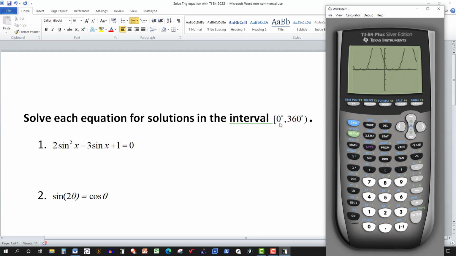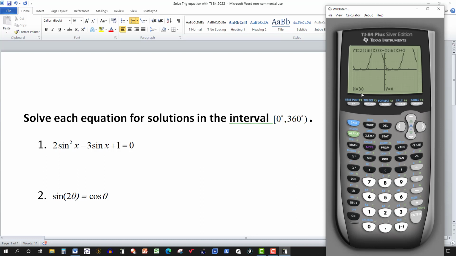We want solutions in the interval from 0 to 360. If you want the complete solutions, of course you just add the period, which in this case will be 360 degrees. K times 360 added to each solution you get, where K is any integer. So what we do here is we want to access the trace function. So we hit trace, then we just go through the curve. And we're looking for y equals 0 because that's going to tell me it's an x-intercept, which will generate a 0.